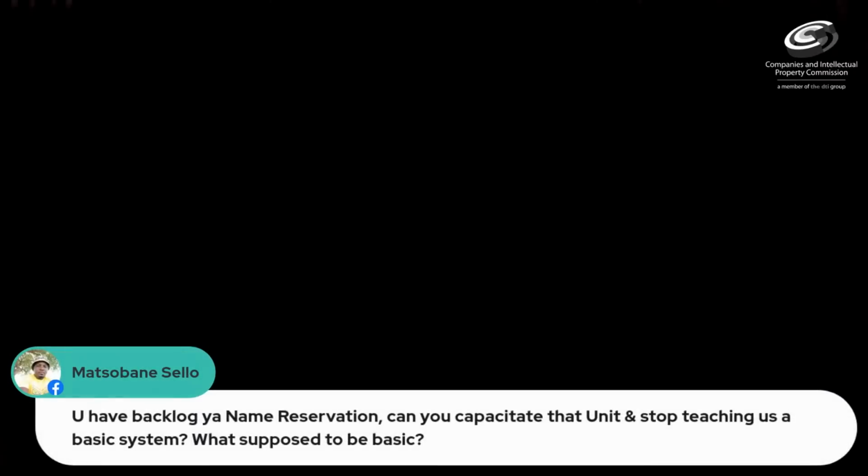Let me see, what does this question say? You have backlogs, name reservations. Can you capacitate the unit and stop teaching us on basic systems? That one I'm not going to entertain. There are more questions on why it's taking long for name reservation and more on people's spouses' details.